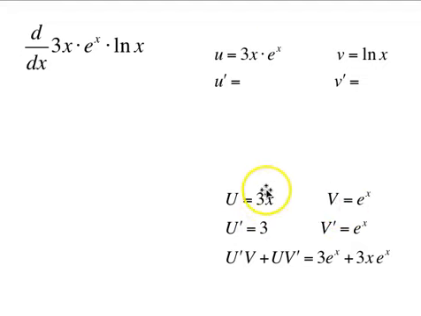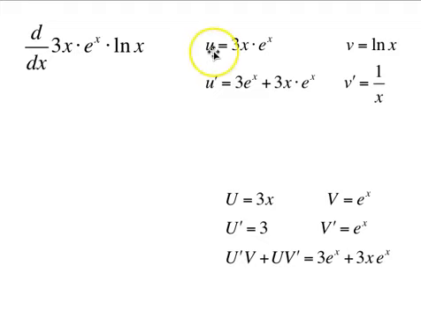Capital U prime, the derivative of 3x is 3. Capital V prime, the derivative of e to the x is e to the x. So our rule is u prime v plus uv prime. u prime v, 3e to the x, plus uv prime, plus 3x e to the x. So this is the derivative of this piece. So I'm going to replace little u prime up here with 3e to the x plus 3x e to the x.